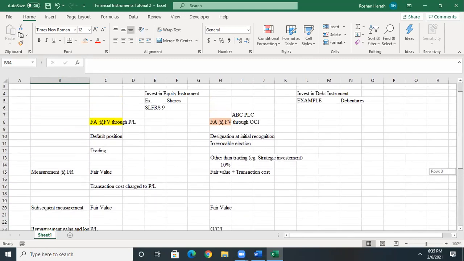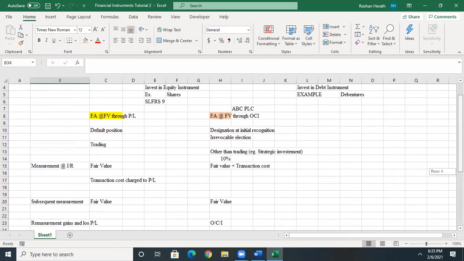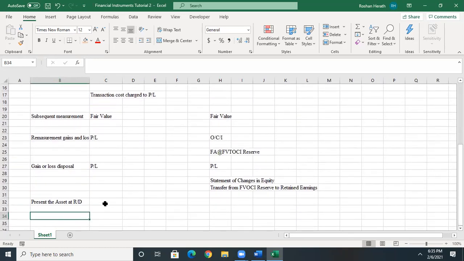If it is a financial asset at fair value through P&L investment, show them or present them under current asset.